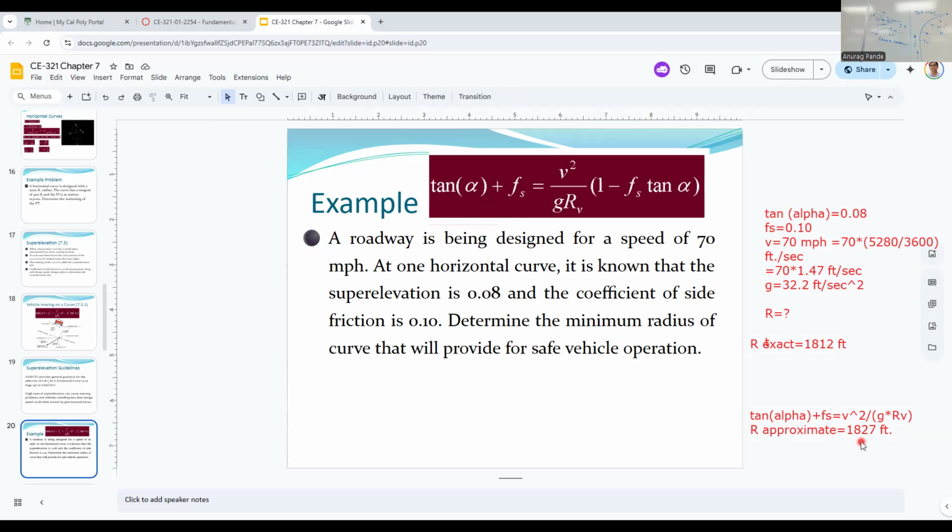So in roadway design, often this whole multiplication could be ignored, because 1 minus Fs tangent alpha is basically equal to 1.0. It's very close to 1.0. So it's okay if you do either calculation. If you want to do the full calculation, that's fine. But if you want to just ignore the last part and give me the minimum radius that way, that should be fine as well.